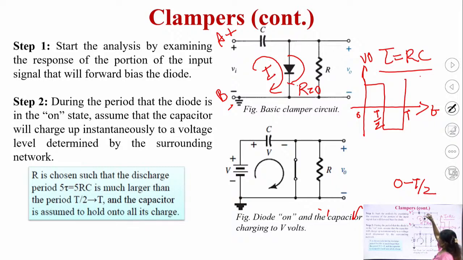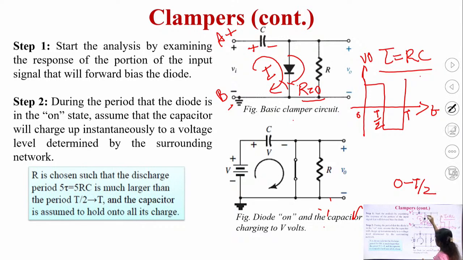So, as soon as your diode is in a forward bias state, it will offer 0 resistance, so it will be replaced by a short and the current will be following the path like this. If your current is flowing like this, that means this will be at positive and this will be at negative potential. This plate of the capacitor will be at positive potential and this plate at negative potential, because we know that the current will always flow from higher potential to lower potential.